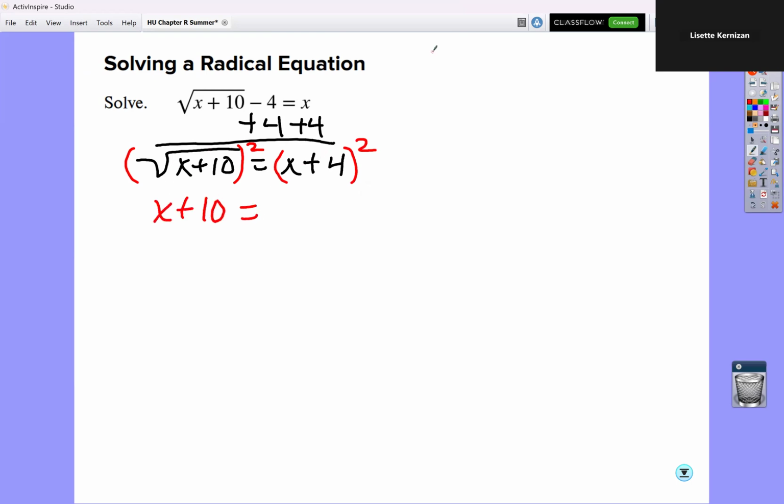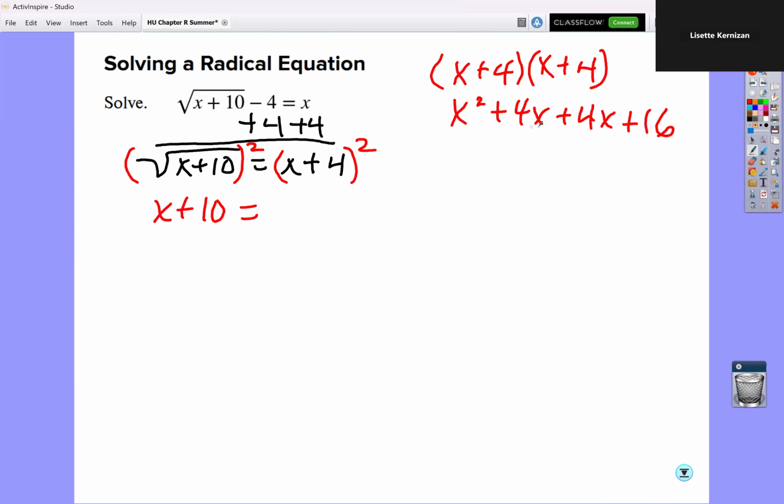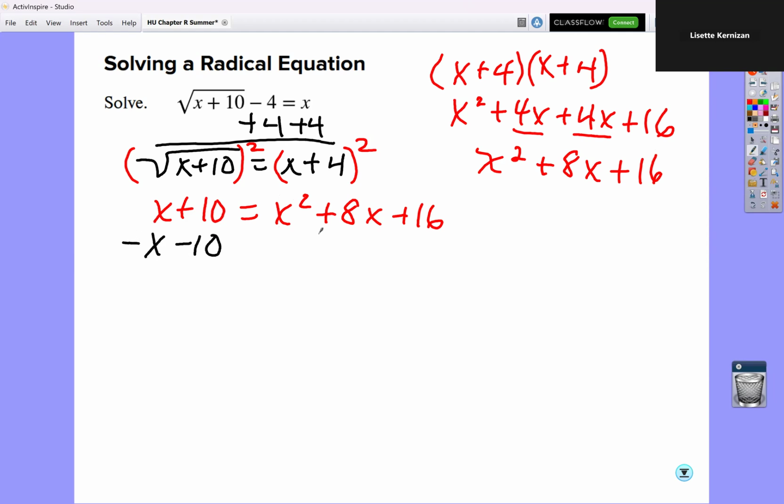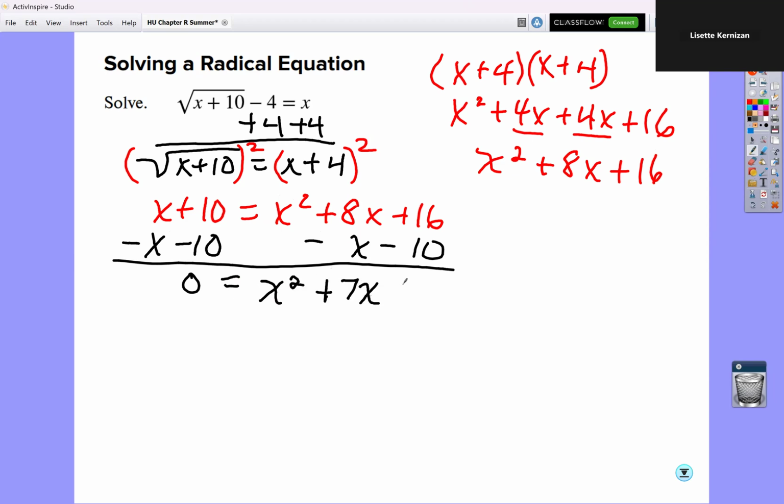On the right side, we have to FOIL. So x plus 4 times x plus 4, right? That's x squared plus 4x plus 4x plus 16. And then we're going to combine like terms, x squared plus 8x plus 16. Remember, we want it to equal 0, so we're going to subtract 10 and x from both sides. So 0 equals x squared plus 7x plus 6.